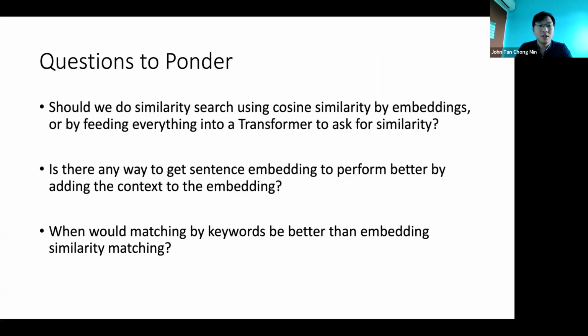Sorry, it delayed a bit. But let's spend maybe the last 5 minutes talking about some questions. The first question is, should we do the similarity search using cosine similarity by embeddings, or feed everything into a transformer? I think I've given the answer just now. I prefer the second approach, but it's more expensive. Any other comments for this first question?